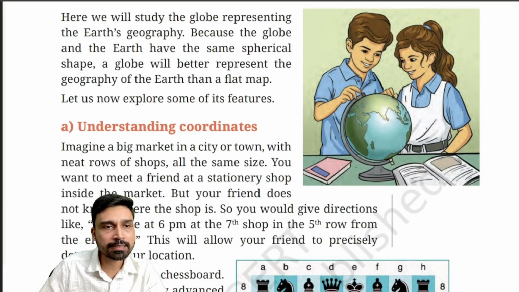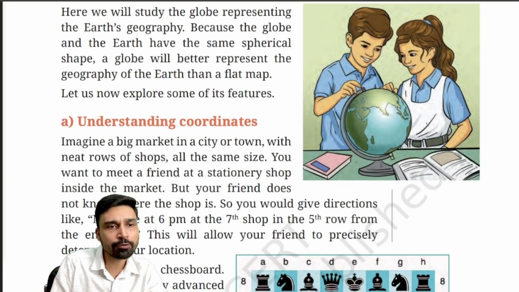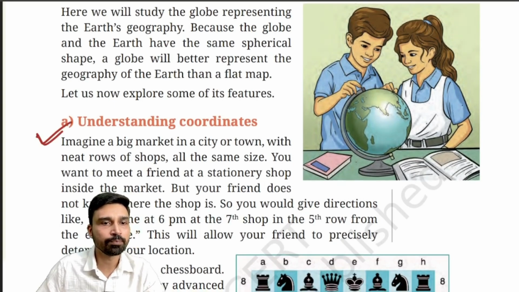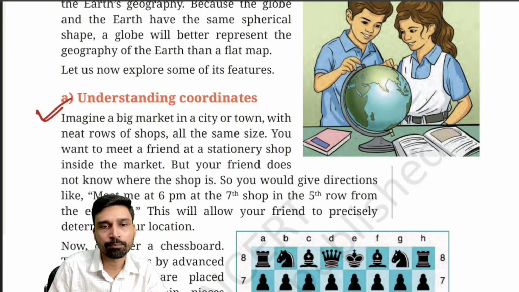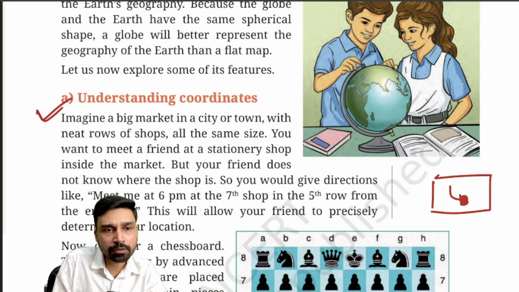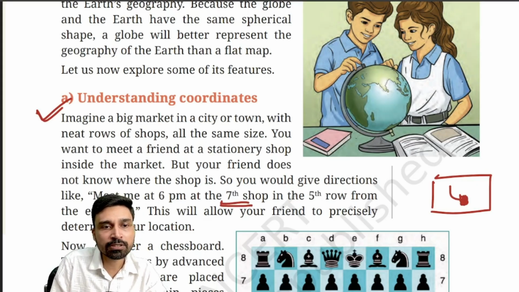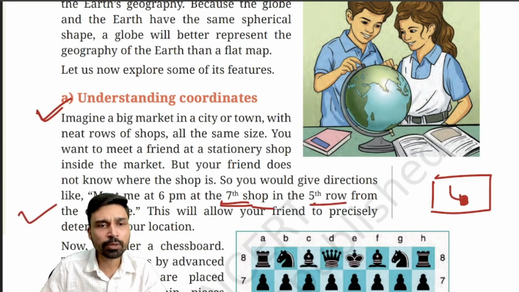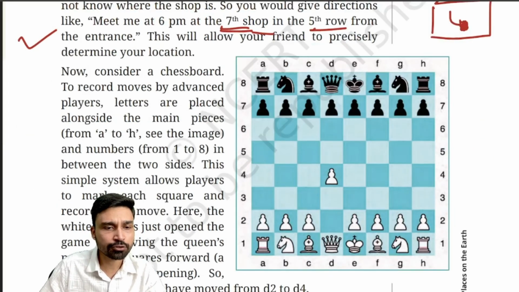Now, before understanding latitudes and longitudes, we have to understand coordinates as well. Coordinates are very important because if you are in a particular city and you want someone to come and meet you, you have to give them directions. How do you give them directions? You have to tell them where exactly you are currently located in the city. So you can use notations like you are at the seventh shop in the fifth row from the entrance of a particular market. So that's where coordinates come into the picture.